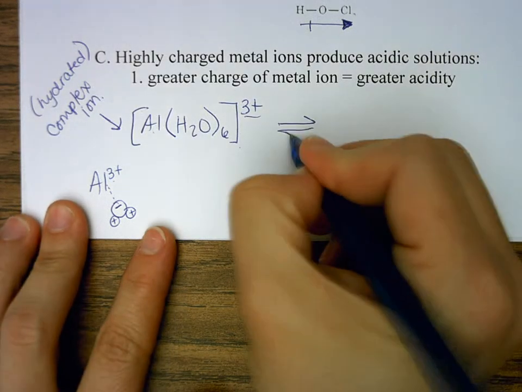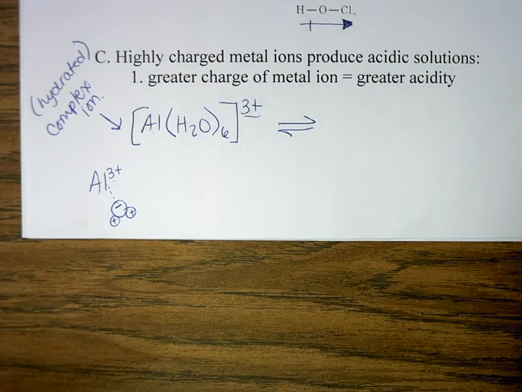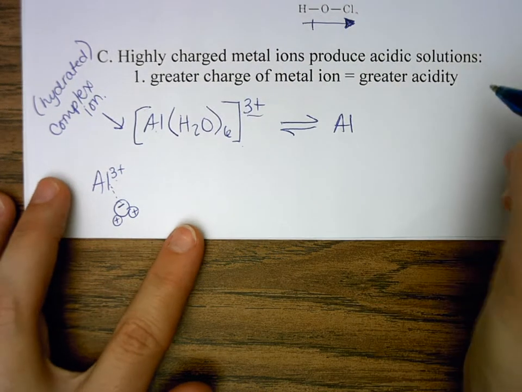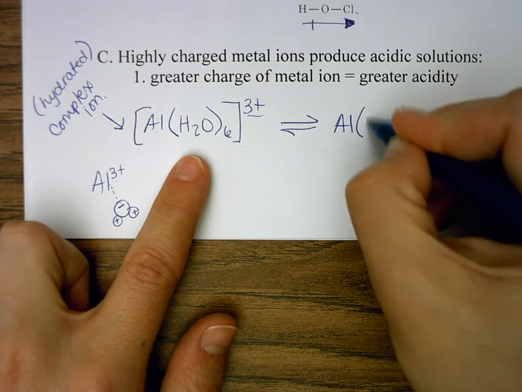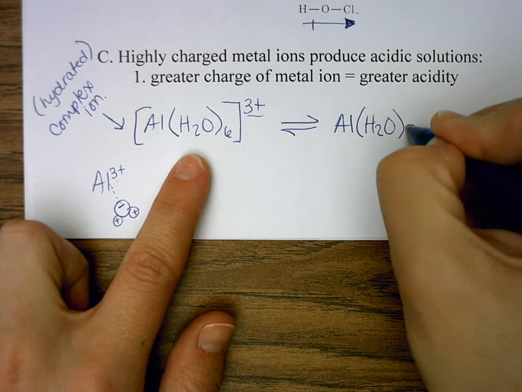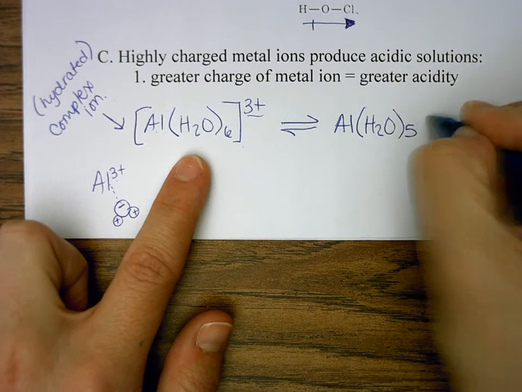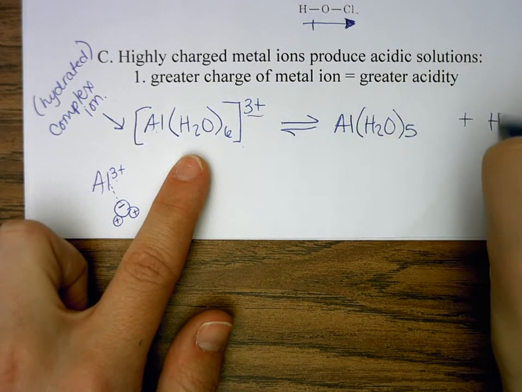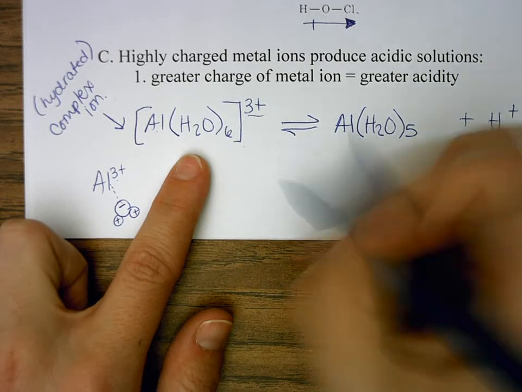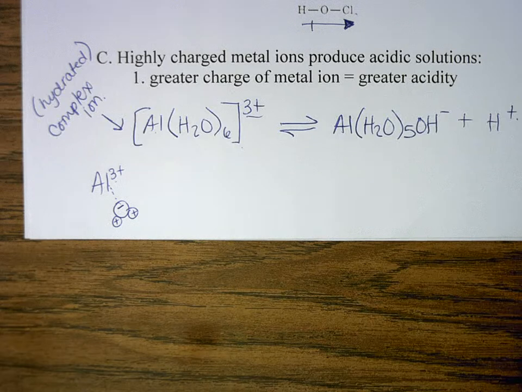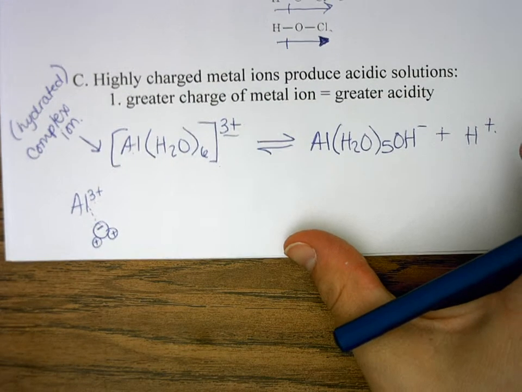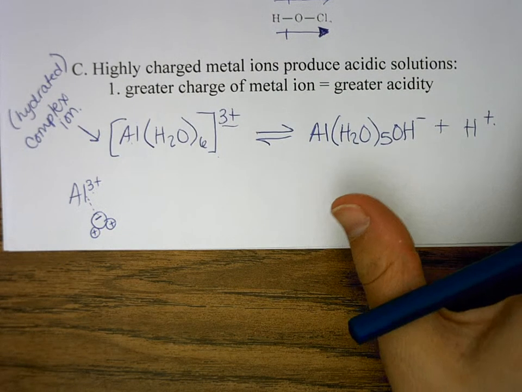When that dissociates, you end up with aluminum and then one of those water molecules breaks apart. 5 of them stay together and you're left with that 6th water breaking apart into a hydrogen ion, which leaves it with hydroxide right there. So it becomes acidic when it's in a solution.